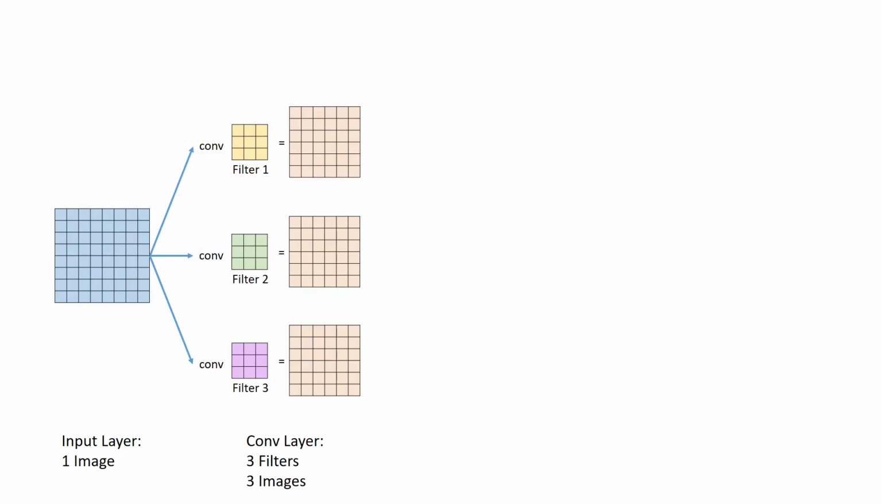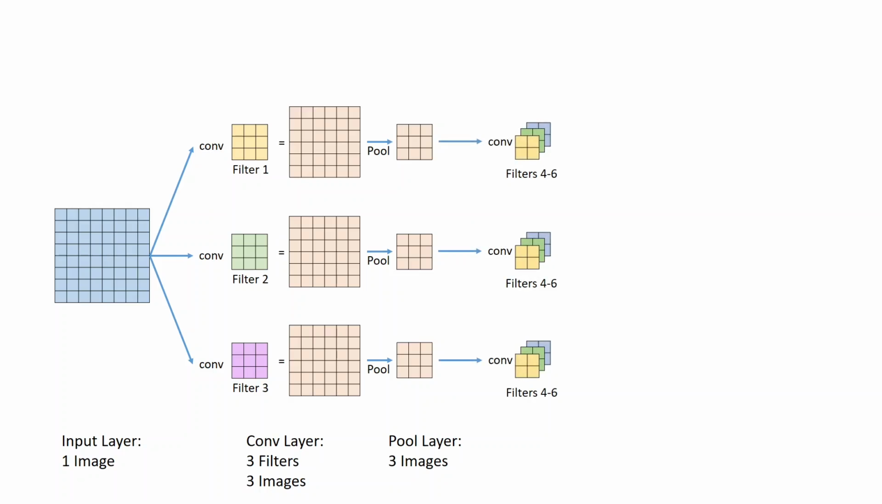Let us now build up a full convolutional neural network. We start with the input image and go through the first convolution layer. This layer has 3 filters, generating 3 convolution outputs. We then apply pooling to reduce the sizes of the convolution outputs. We then go to the second convolution layer, which also has 3 filters. Notice the same three filters, 4 to 6, are applied to each of the three pooling outputs from the first convolution layer. The second convolution layer produces 9 outputs in total.